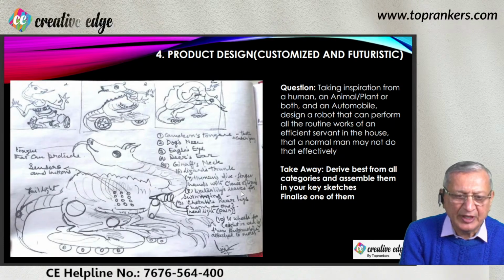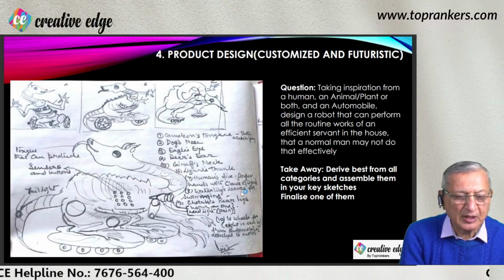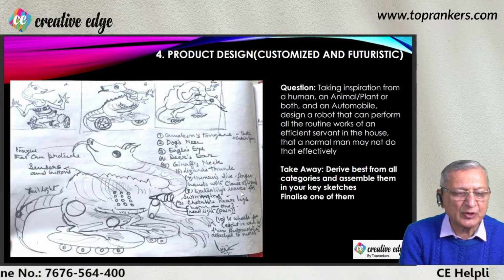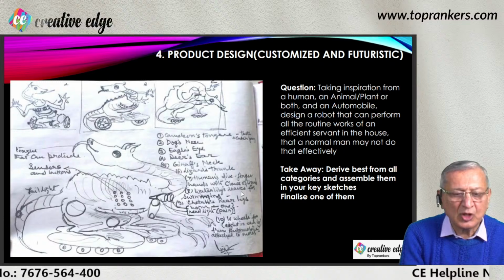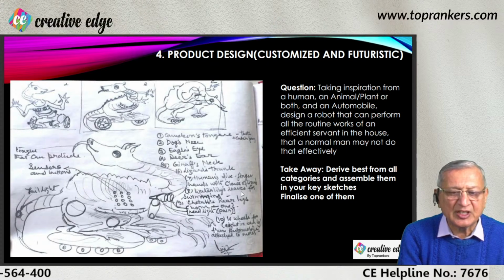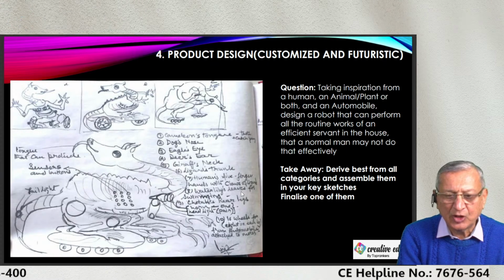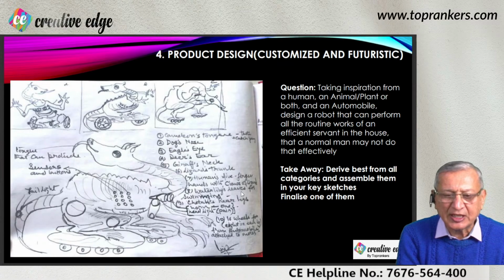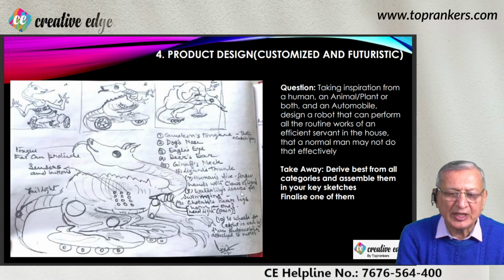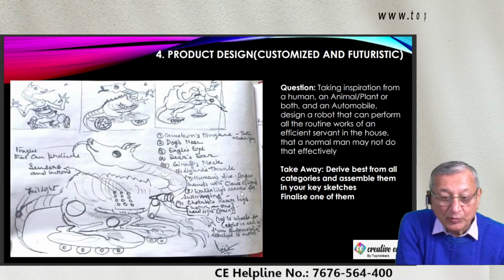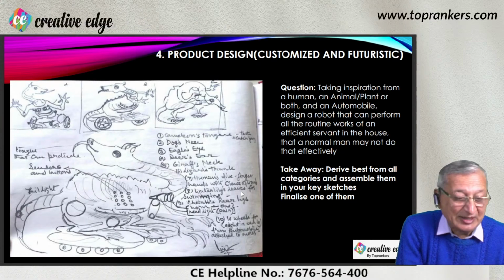Then one very interesting question, and this may be a question even for the product design department in PG. That means if somebody is applying for PG in NID, they can prepare for such answers through a complicated question. The question may take inspiration from a human, an animal or plant, or both, or an automobile design, a robot that can perform all routine works of an efficient servant in the house that a normal man may not be able to do that effectively.